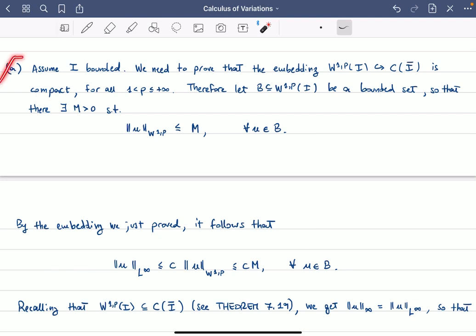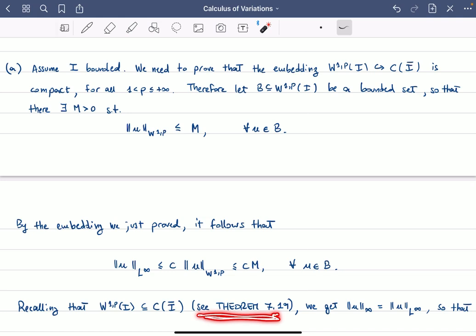Now we pass to the proof of point A, which is the first compact embedding we stated. In this case we have to assume I bounded, so this was our interval, or even just an open set. And we need to prove that W^{1,p}(I) embeds compactly into C(I closed) for all p strictly larger than 1 and less or equal than plus infinity. Therefore we just need to show that this operator is compact, because we already know that W^{1,p}(I) is contained in continuous functions because of Theorem 7.19.